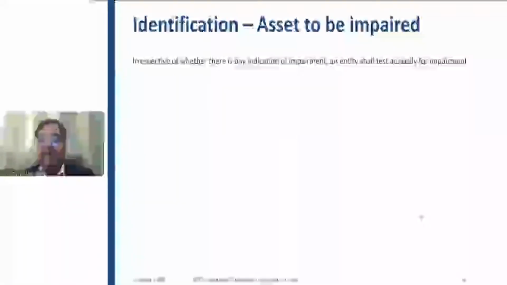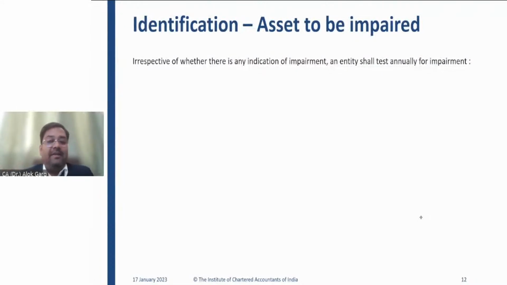Perfect. Friends, identification of an asset that may be impaired, and what are the indicators? Friends, there are three assets where impairment testing is mandatory without looking for indicators. So this is an exception. What is the exception? So far I have told you, if there is an indicator, then only you have to go to check the recoverable amount. Then you have to go for the impairment testing, right? But there are three exceptions. What are the three exceptions?